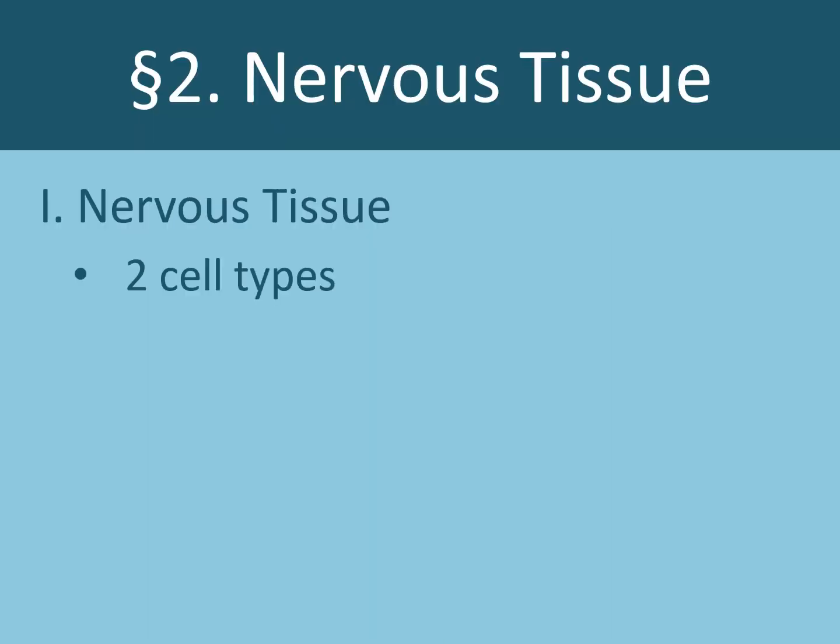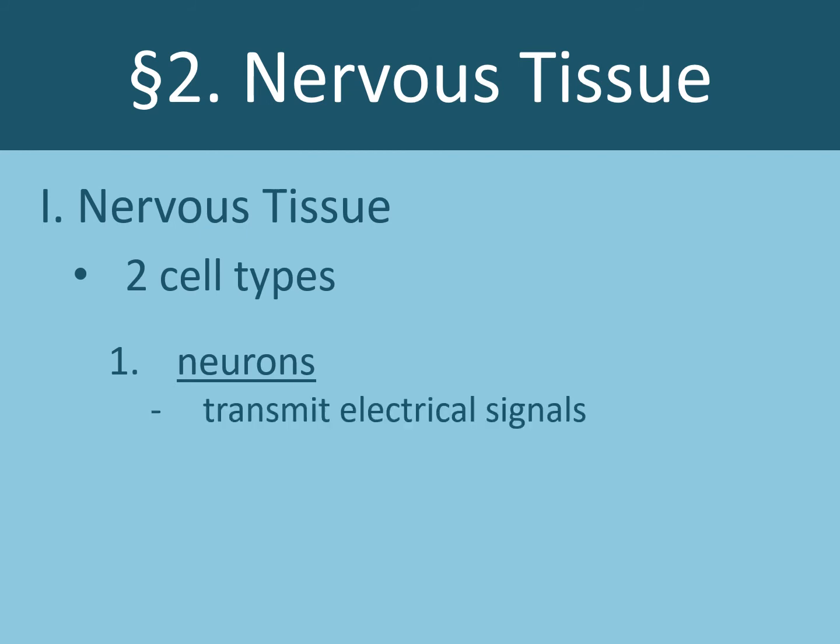Before we discuss the inner workings of the nervous system, we need to discuss the fundamental tissue that the nervous system is composed of. That is nervous tissue. Nervous tissue is composed of two cell types. The functional unit of the nervous system is the neuron. Neurons are the cells that transmit electrical signals. The other cell type is called glial cells. Glial cells are there to support the neurons.